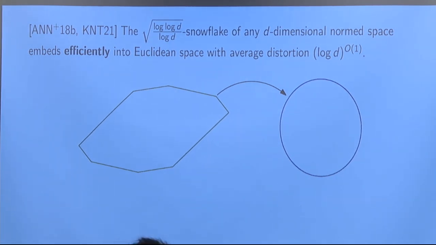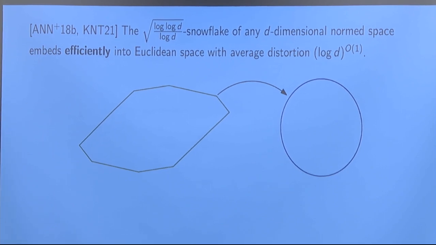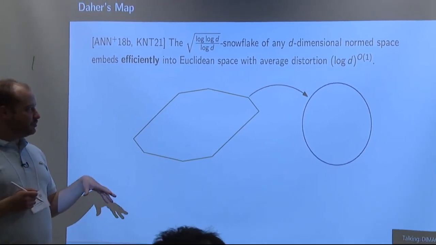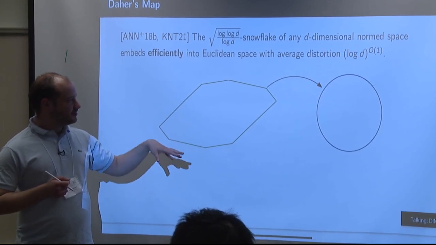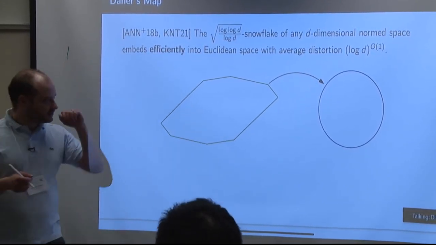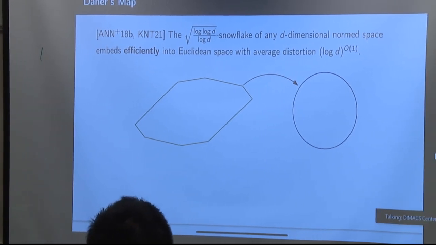So what you can do is, and now I'm going to be very high level. For this kind of program to work for any d-dimensional normed space, you need some nicely continuous map between spheres, from the sphere of any norm into Euclidean space. That sounds a bit fishy somehow.